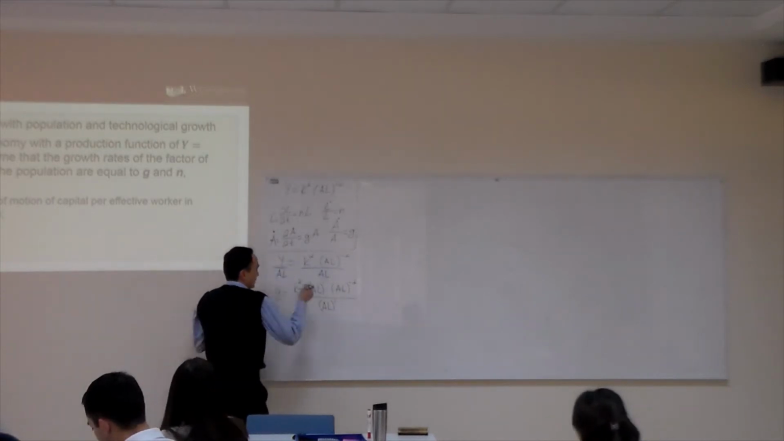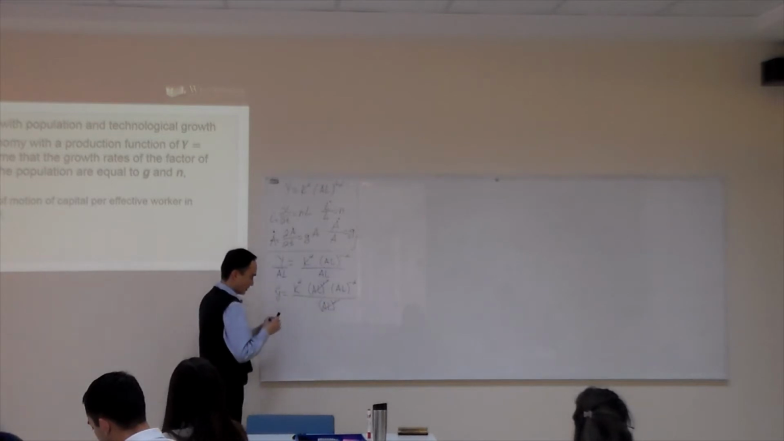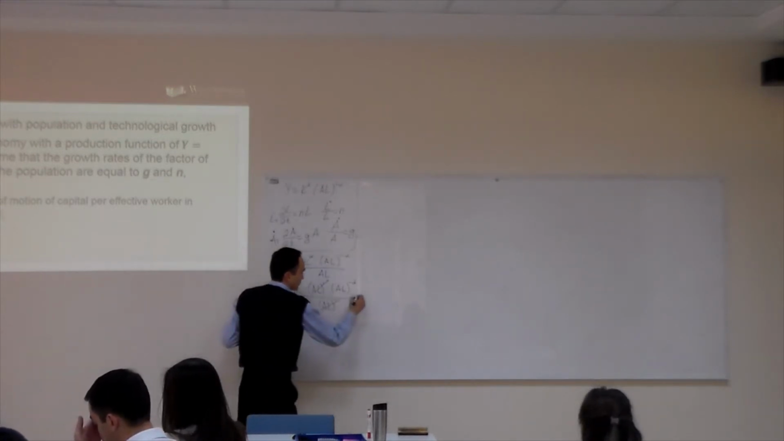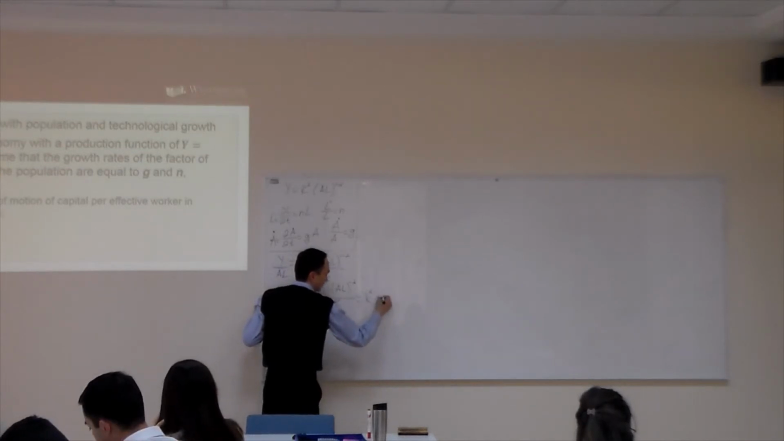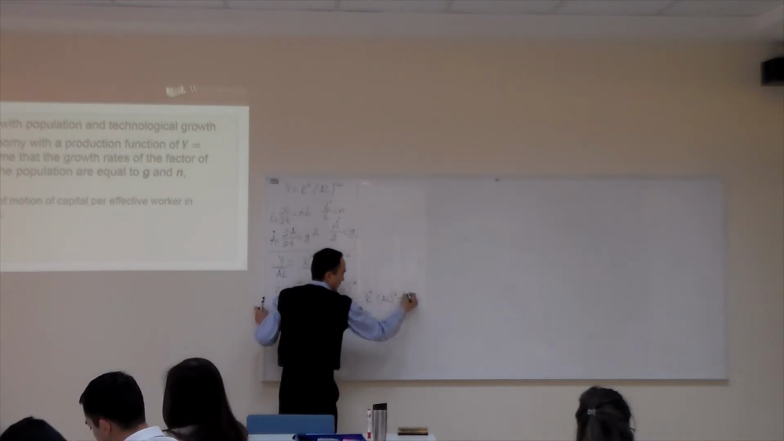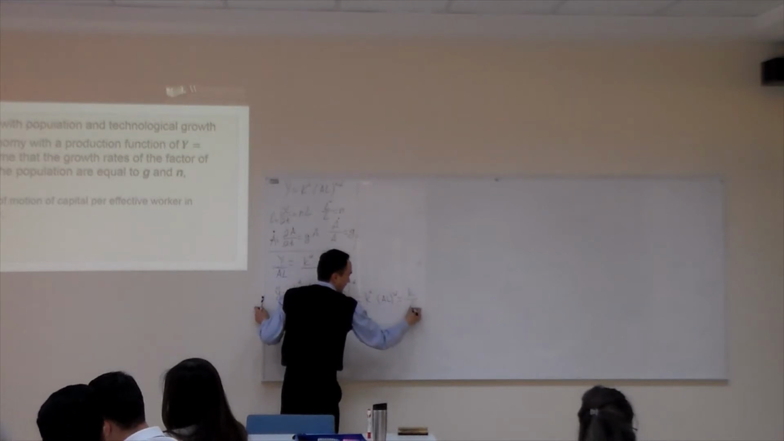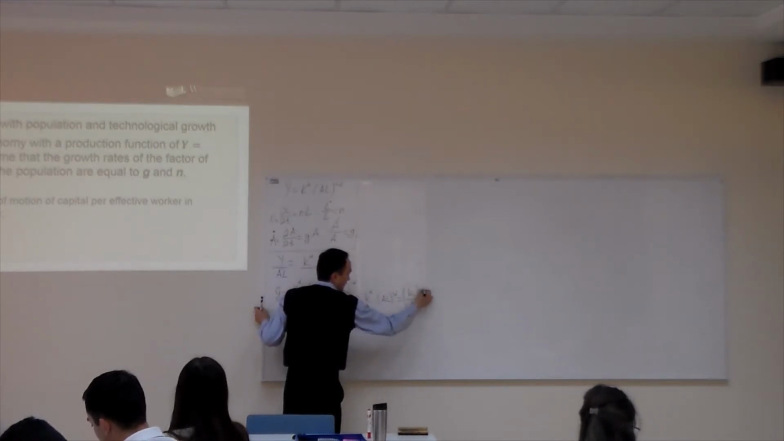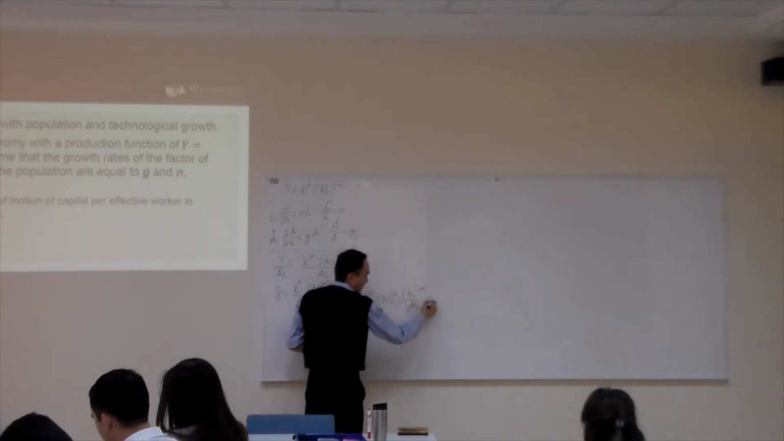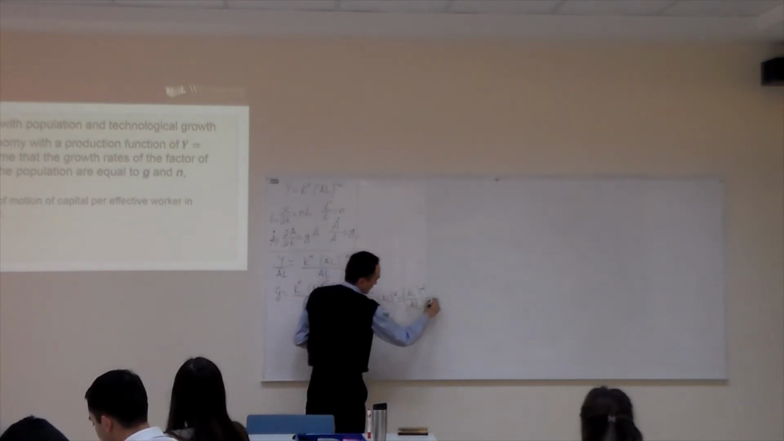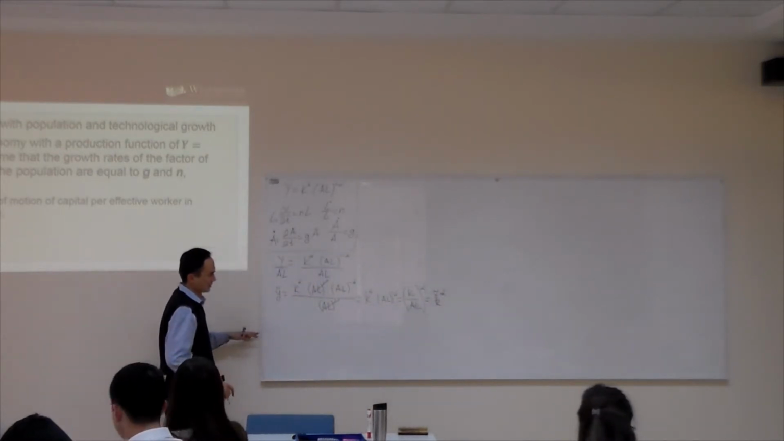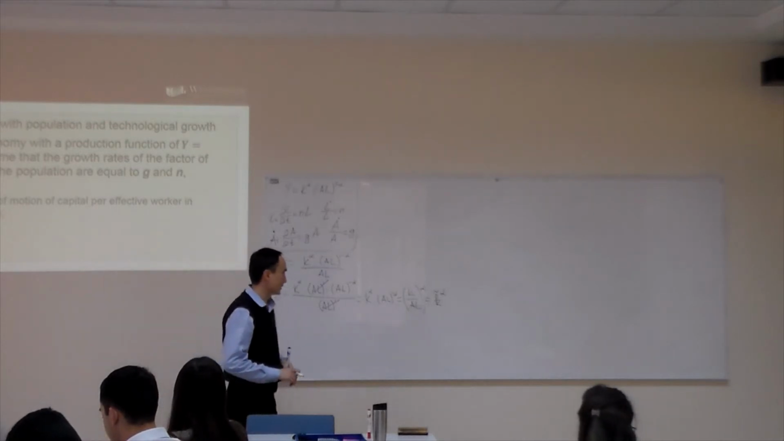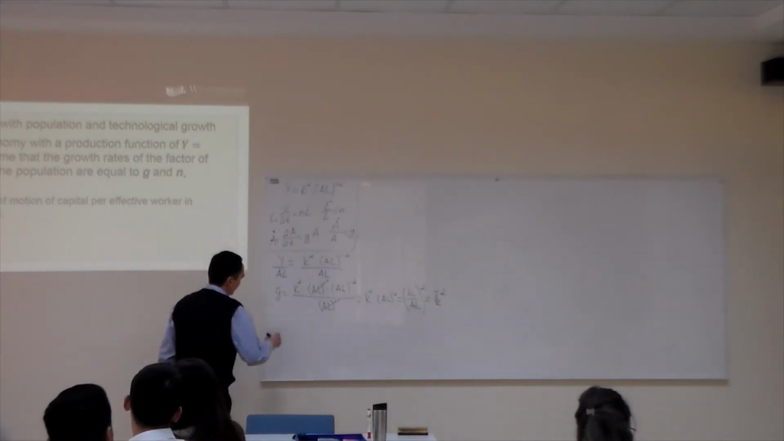So we can cancel these two, and then it's going to give us capital to the power of alpha times effective labor to the power of minus alpha, or it is equal to capital over effective labor to the power of alpha, or it is equal to capital per effective labor to the power of alpha, okay? Capital per effective labor. So this is it. So what we need is this one, the capital per effective labor, okay?